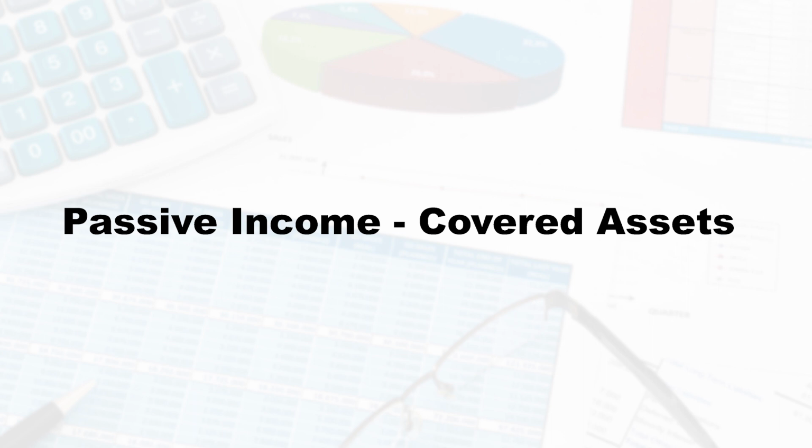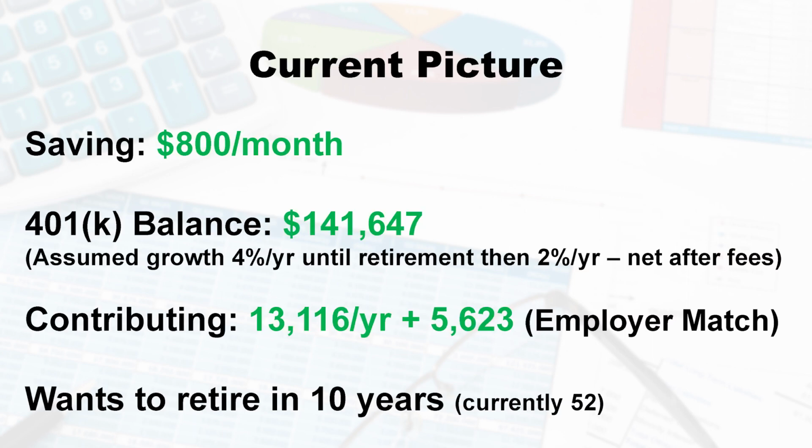So diving into the case study that we have for today, the covered assets, this current picture of the gentleman that came to us, he was saving $800 a month. He was age 52, I think I said that earlier. He had a 401k balance of $141,000. He's assuming it's going to grow at 4% until he retires and then go to 2%. And all these are net returns after fees, but he's assuming it's going to go down to 2% because he'll be investing more conservatively at that point to maintain the principal, make sure it doesn't get lost in the market correction. He's contributing $13,000 and some odd dollars every year, plus his employer is contributing another $5,600 in the employer match. And he wants to retire in 10 years.